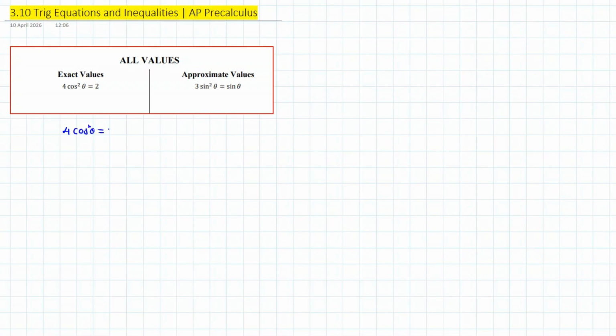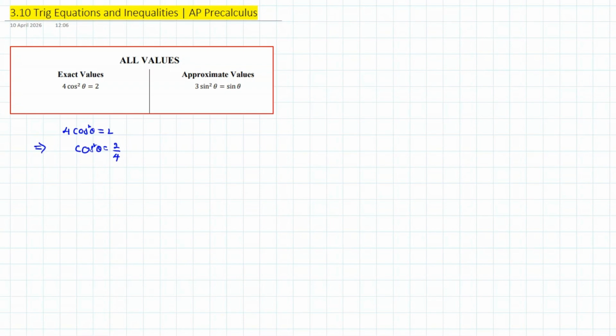So to solve this equation, first we have to isolate the trig function, that is the cos theta. So we have to divide both sides by 2, right? So divide both sides by 2. So you will get cos squared theta equal to 2 over 4. Okay, so now we have the cos squared, right?